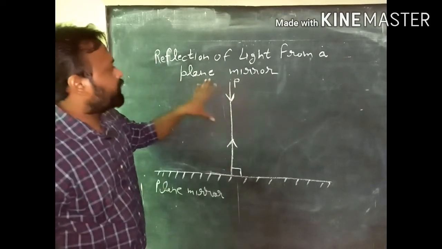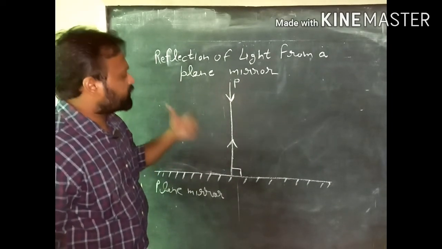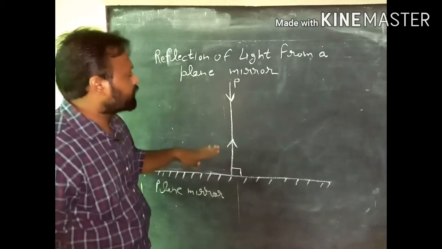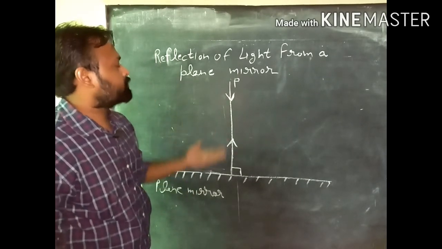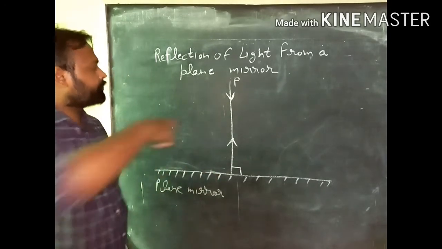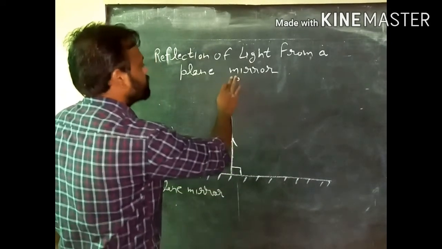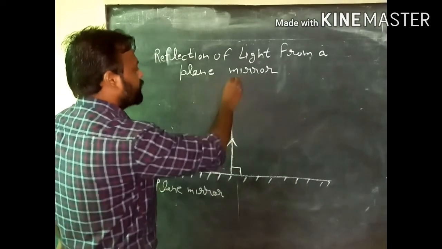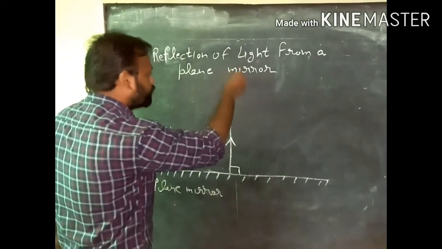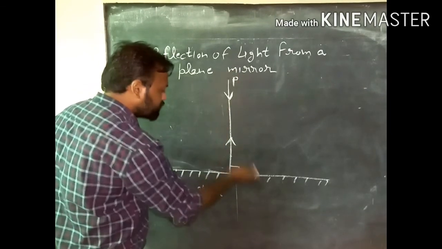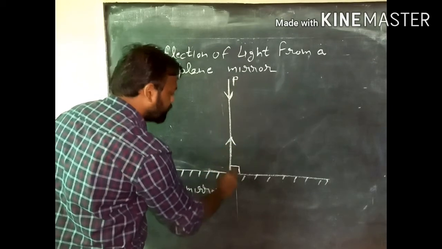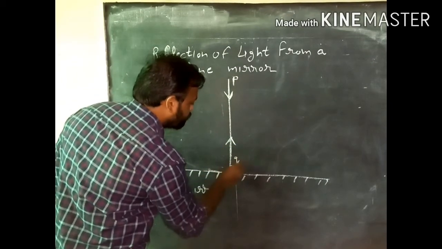Okay, now from this point we are going to learn how reflection takes place in the case of a plane mirror. Means when light rays are falling on the plane mirror, how does the reflection take place. So first of all, you can see here, suppose here is a point P. See carefully, and suppose a light ray is falling from this point P on this plane mirror. You can see this light ray is falling at an angle of 90 degrees. So this shows an angle of 90 degrees.